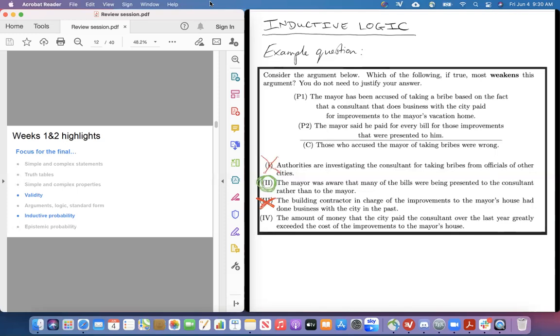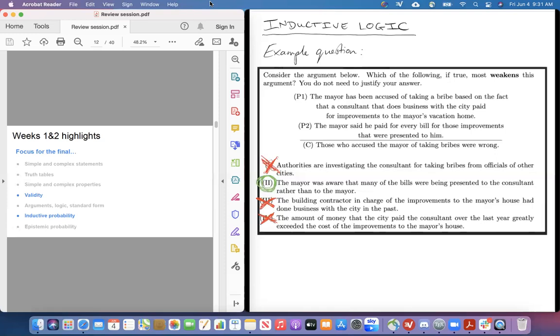So why is 4 wrong? Well, there's a sense in which the information in it is irrelevant, because it just doesn't matter how much the consultant was being paid here. They could have paid the consultant more or less exactly the same. And in any case, the improvements could have been done as a bribe or not a bribe. We wouldn't be able to tell any relevant information from what 4 tells us. So there's a sense in which it contains something irrelevant. That's why 4 is wrong here.